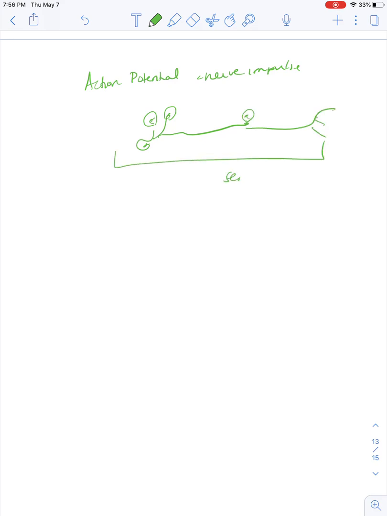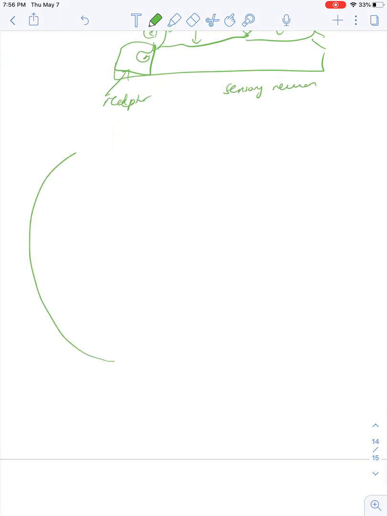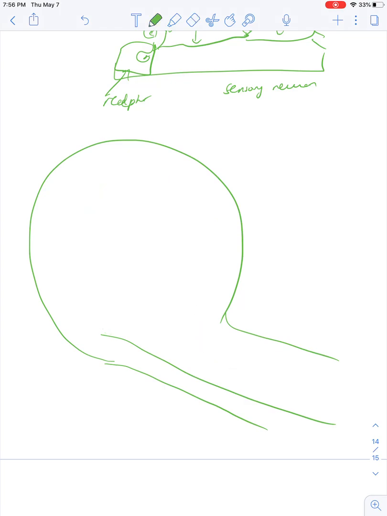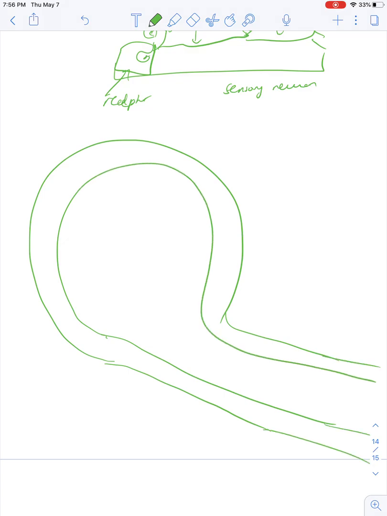So imagine this is your sensory neuron. Here's your dendrite. Here's your axon, right? So what I'm doing is I'm making this receptor bigger. So here's the receptor, and the receptor is connected to the axon. Okay, let's draw a better line. Okay, so just imagine this is the receptor, and here's the axon, right?